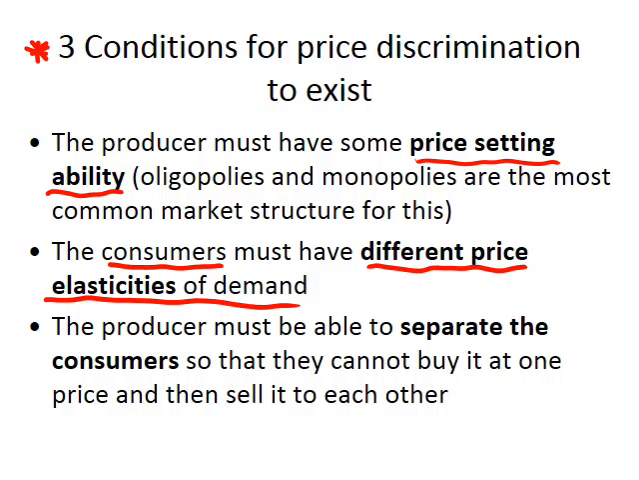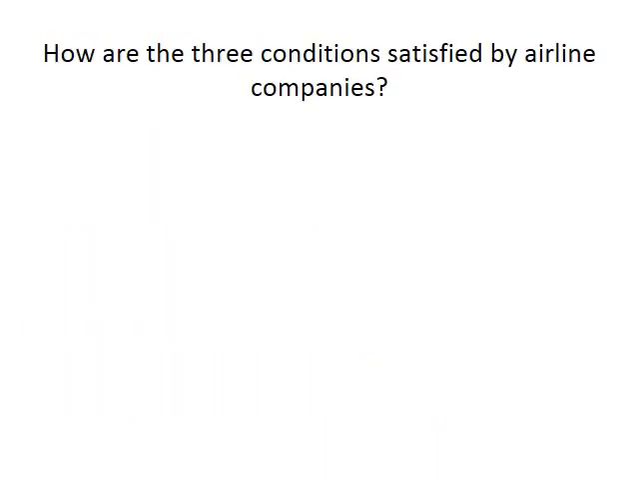And thirdly, the producer must be able to separate the consumers, so they cannot buy it at one price and then sell it to each other, where the consumers would then be making the additional revenue. So that has to be prevented.